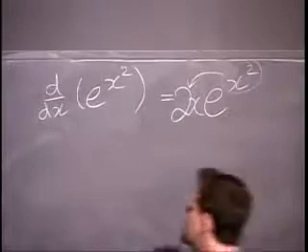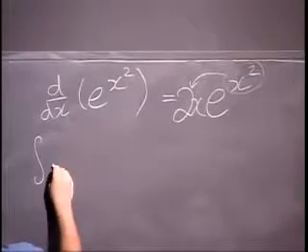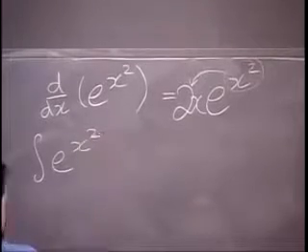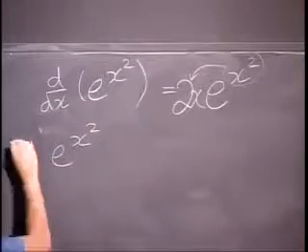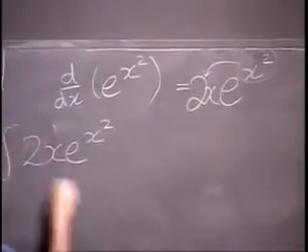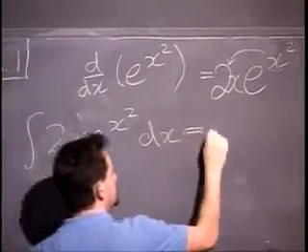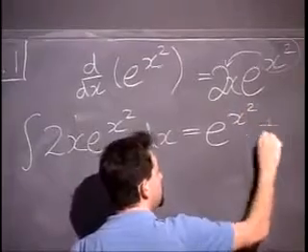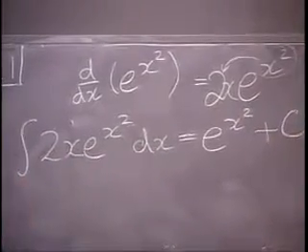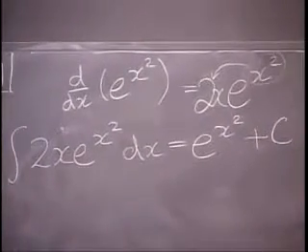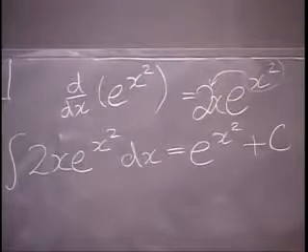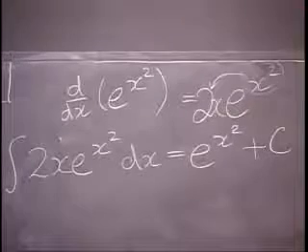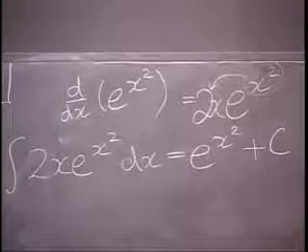Of course, we can convert this to an indefinite integral. Don't forget the plus c. It's an error to leave it out. You should be docked a point or two if you do that. So we have the integral of 2x e to the x squared dx is e to the x squared plus c.